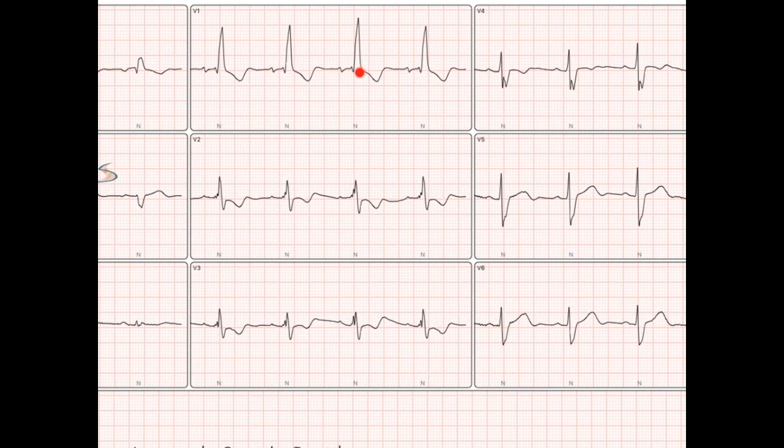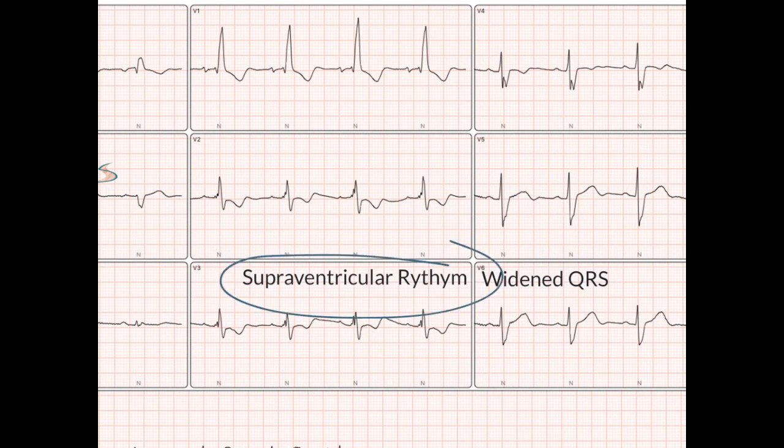So as we look in the V leads, we see that these widened QRSs are consistent through these leads. So since we have a supraventricular rhythm with widened QRS, this almost always is a bundle branch block.